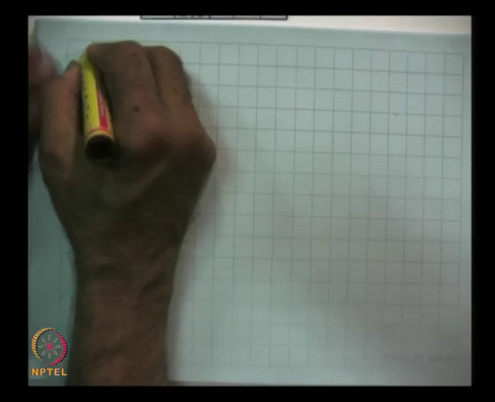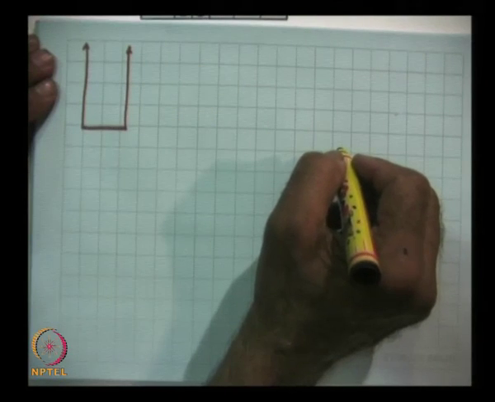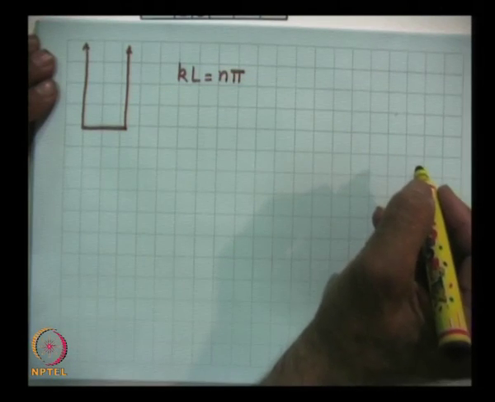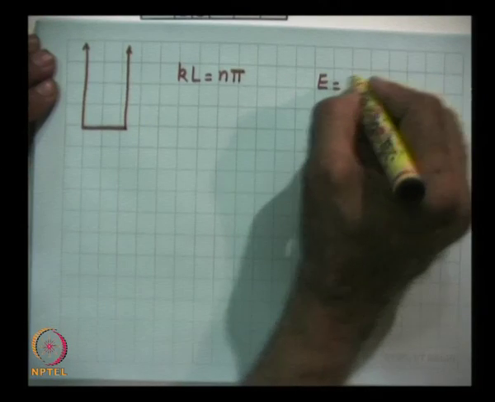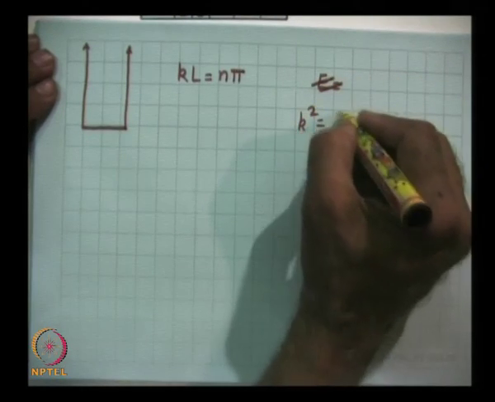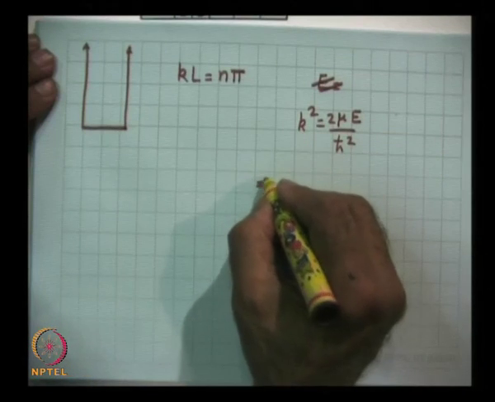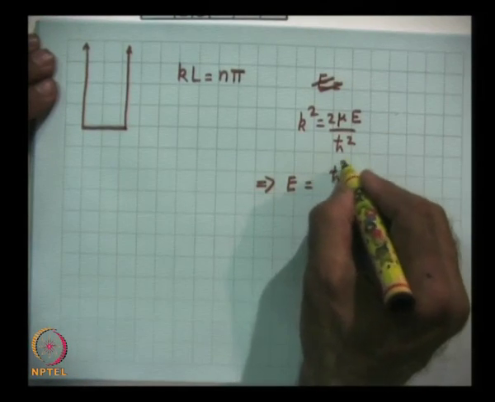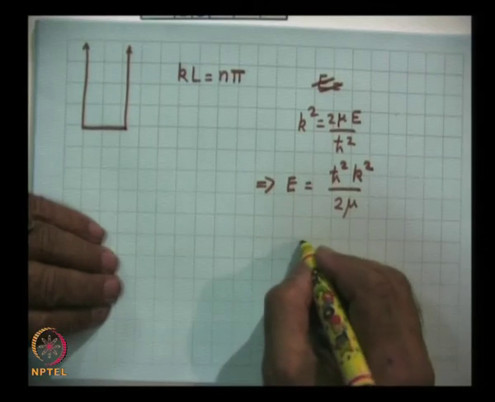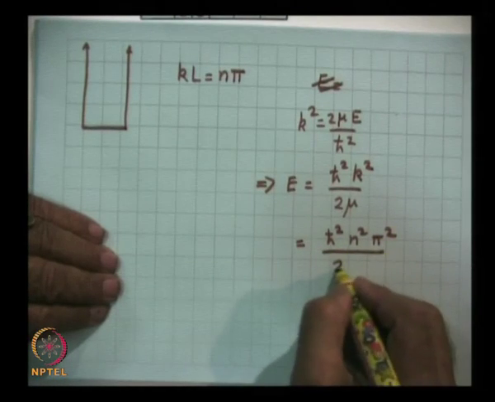So, we have found that for the wave function to vanish at x is equal to 0 and at x is equal to L, k L must be a multiple of pi, where n is 1, 2, 3, and since k square is equal to 2 mu E by h cross square, therefore E is equal to h cross square k square by 2 mu. k is equal to n pi by L. So, this is equal to h cross square n square pi square by 2 mu L square.